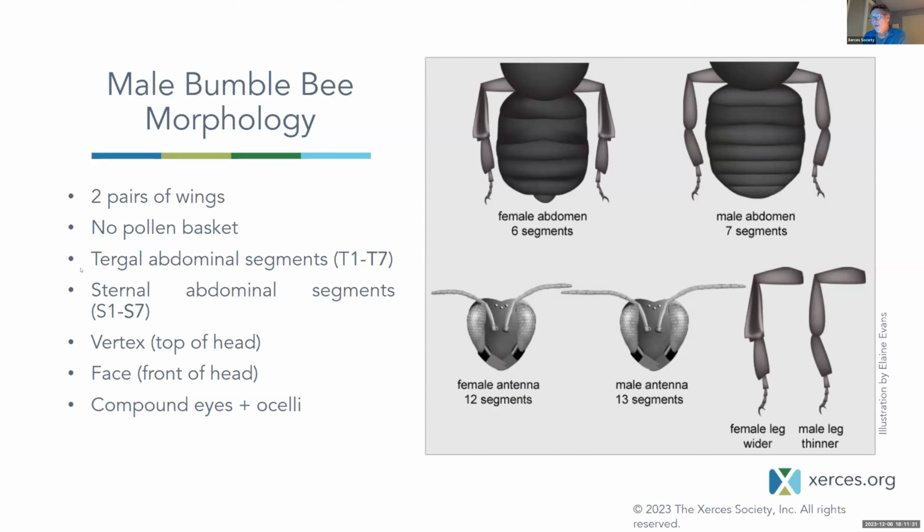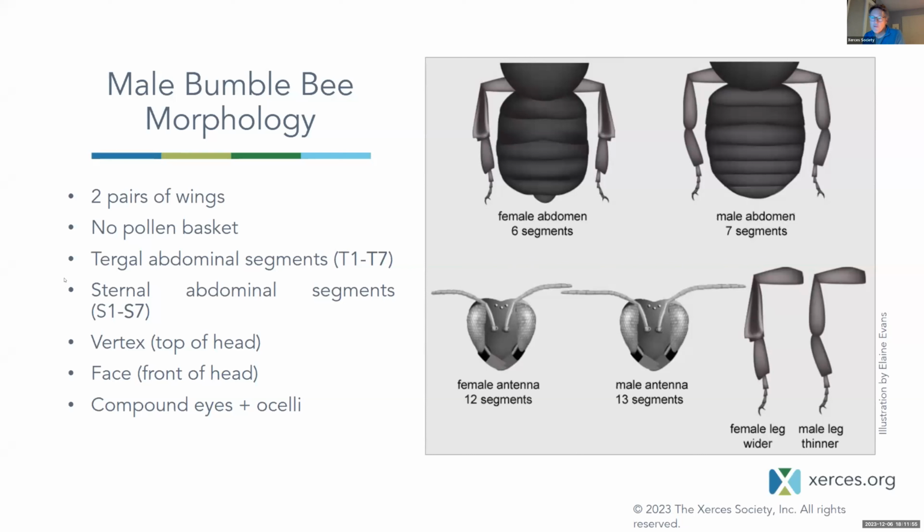Males have 1 additional abdominal segment, both tergal and sternal. So tergal are the top ones, and sternal are the underside or chest side of the bee. So they have 7 of those, and all 7 are important in ID. And we teach you females. We do not talk about the 7th one, so you'll hear a little bit about that tonight.